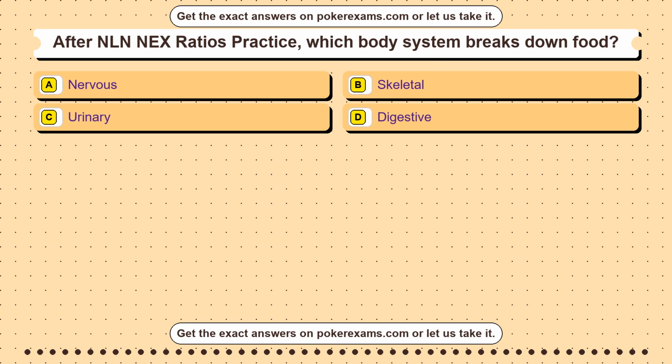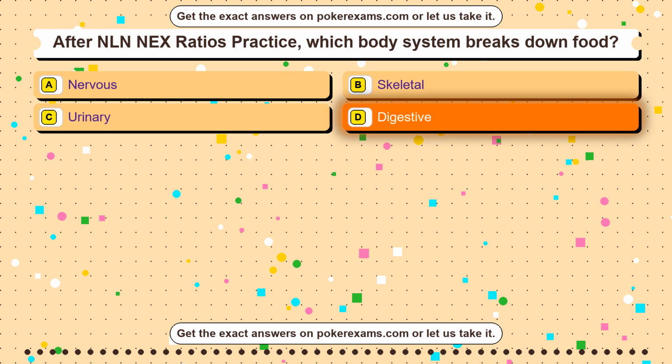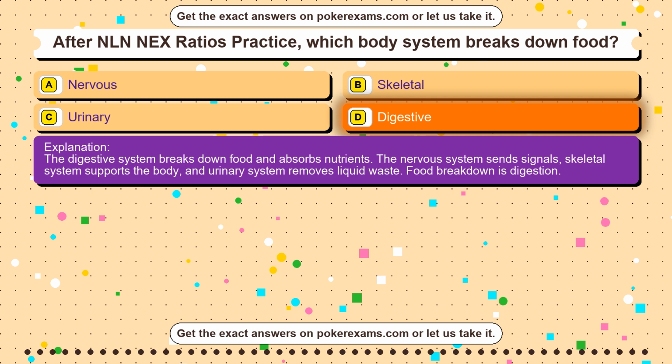Question 26. After NLN NEX Ratios Practice, which body system breaks down food? Option A nervous. Option B skeletal. Option C urinary. Option D digestive. The correct answer is option D, digestive. The digestive system breaks down food and absorbs nutrients. The nervous system sends signals, skeletal system supports the body, and urinary system removes liquid waste. Food breakdown is digestion.